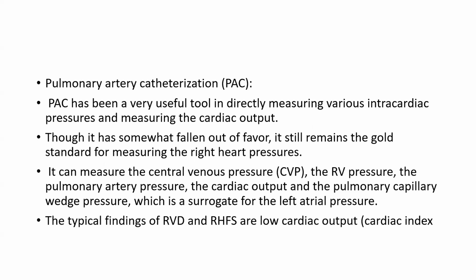Pulmonary artery catheterization. Pulmonary artery catheterization has been a very useful tool in directly measuring various intracardiac pressures and measuring cardiac output. Though it has somewhat fallen out of favor, it still remains the gold standard for measuring the right heart pressure. It can measure the central venous pressure, RV pressure, pulmonary artery pressure, the cardiac output, and pulmonary capillary wedge pressure, which is a surrogate for left atrial pressure. The typical finding of right ventricular dysfunction and right heart failure syndrome is low cardiac output.